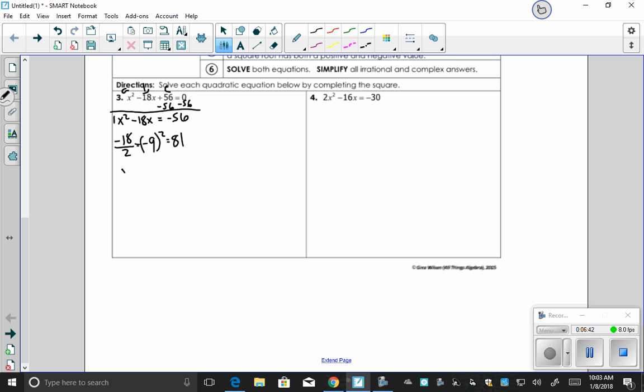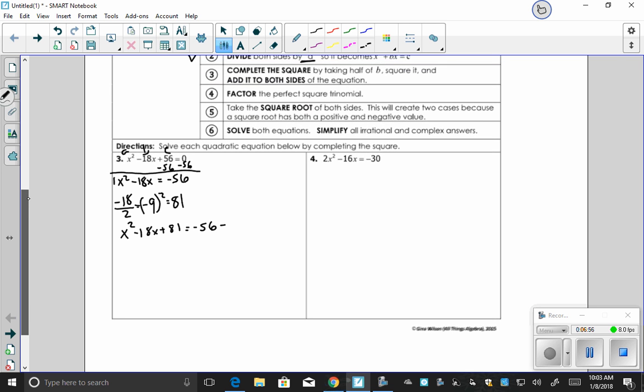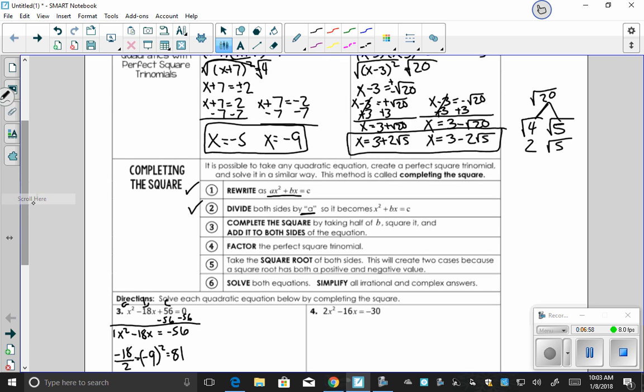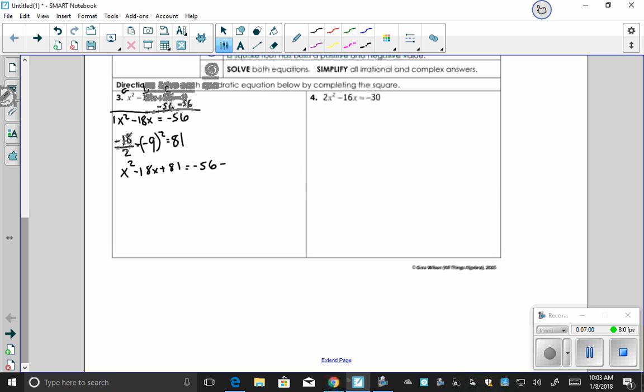From here, it says add it to both sides. So I'm going to have x squared minus 18x plus 81 equals negative 56 plus 81, because I have to add it to both sides.